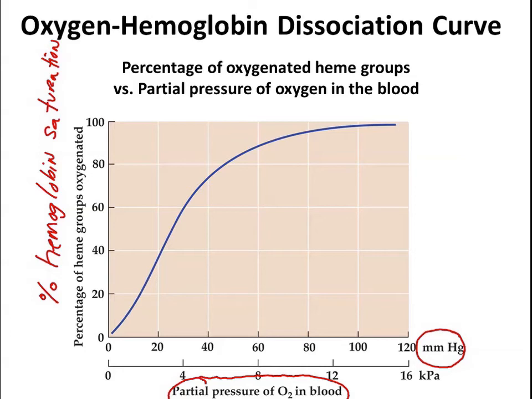One important feature of this curve is its shape, and that shape tells you something about the dynamics of the binding between oxygen and hemoglobin. Take a moment and think about how you would describe the shape of this curve.